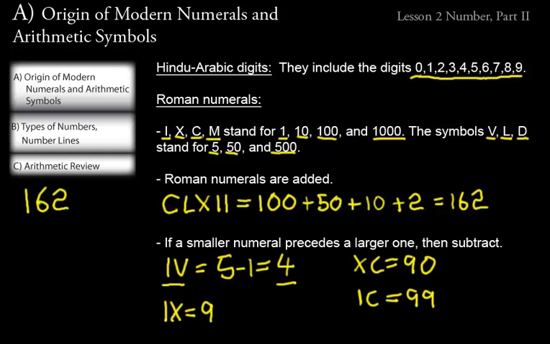Now, what if you had DXC? It's like a bigger number, smaller, bigger. Well, you'd say, well, D is 500, then XC is 90, so DXC equals 590.